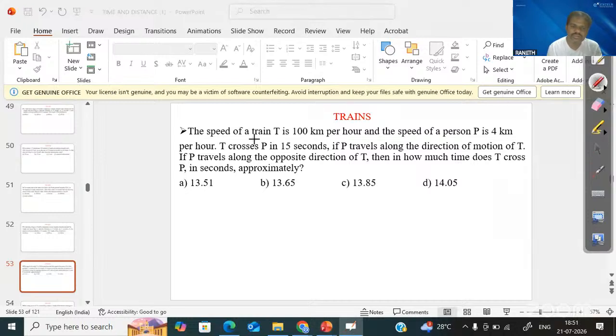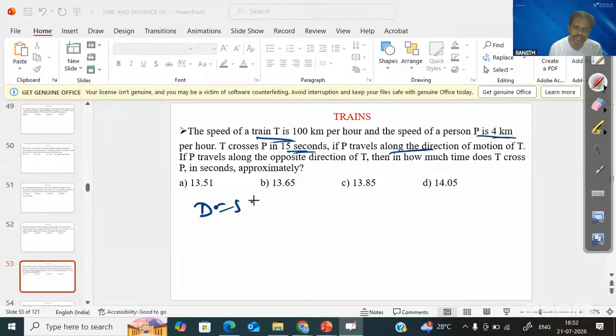Next, the speed of the train equals 100 kilometers per hour, and the speed of the person equals 4 kilometers per hour. The train crosses in 15 seconds. Along the direction is nothing but the same direction.